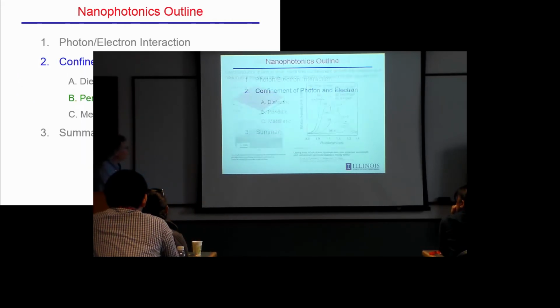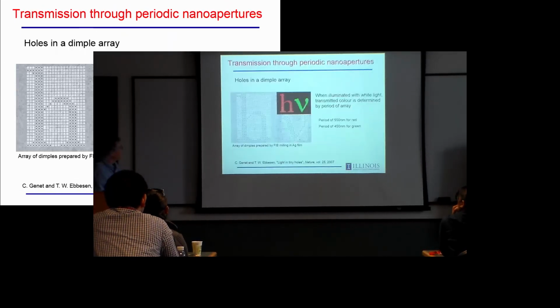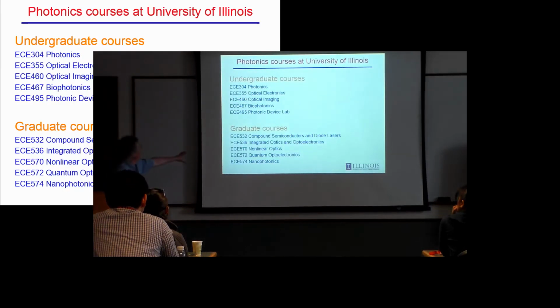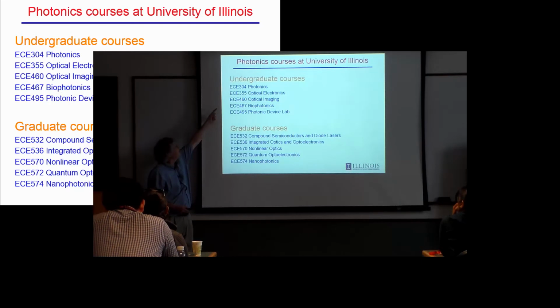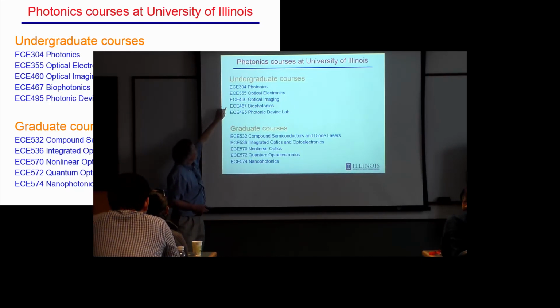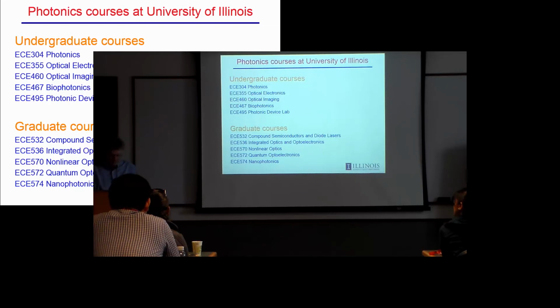Some of you are students here, and I would be terrible if I didn't show this last slide. We have a whole series of undergraduate courses that do photonics: 304, 355, that should be 455, 460, 467, 495, and we have a series of graduate courses. This course teaches that. Anyway, if you are a student here, there's a plethora of cool photonics courses that you can go to learn more.